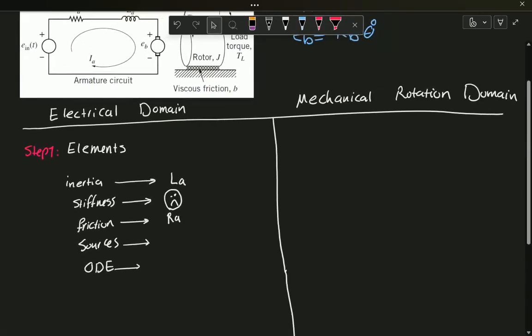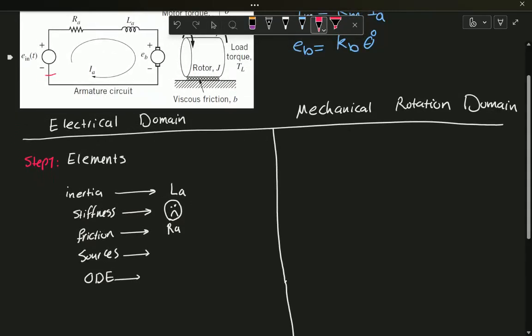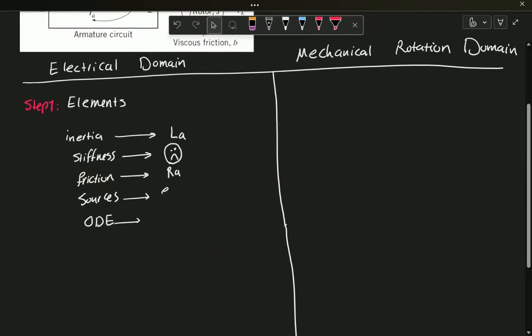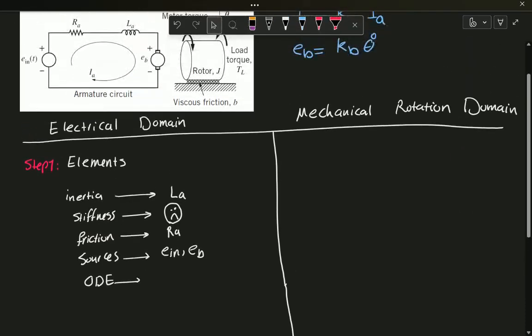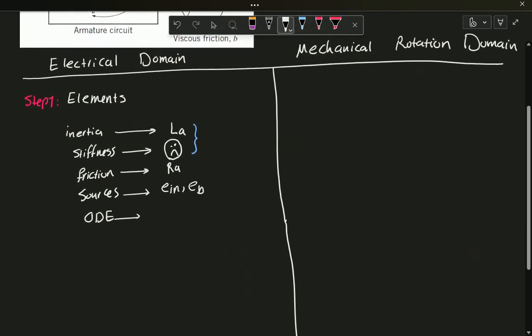The sources for this problem, if you look at this, you see that I have E input and back electromotive voltage. And if you guys see, they are working against each other, yes? So I'm going to have it as En and back electromotive voltage. And at last, I need to comment on the number of ODEs. How many ODEs do you guys think I would need for this system? Okay? If you remember, the number of energy storing elements will mandate the number of ODEs. Since I have only one inductor, I would end up with only one ODE.